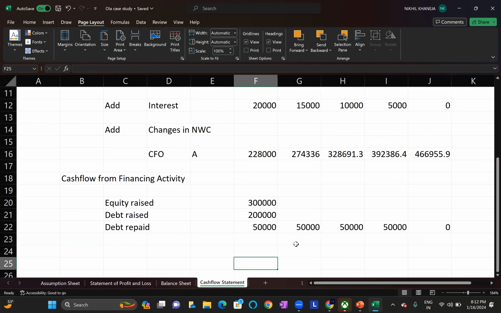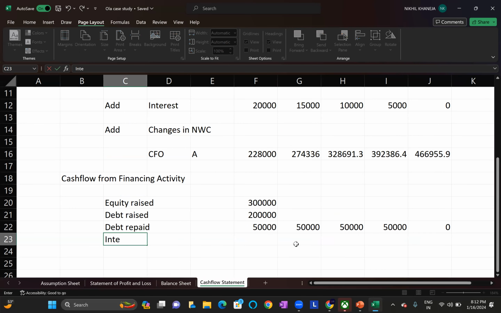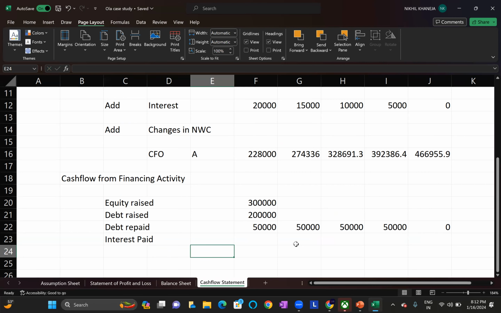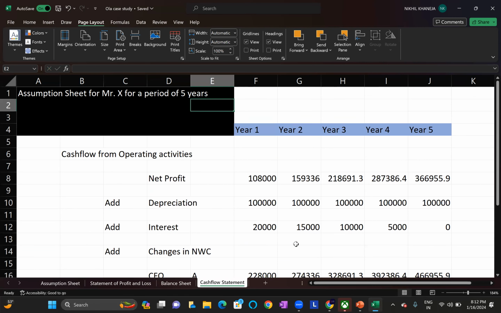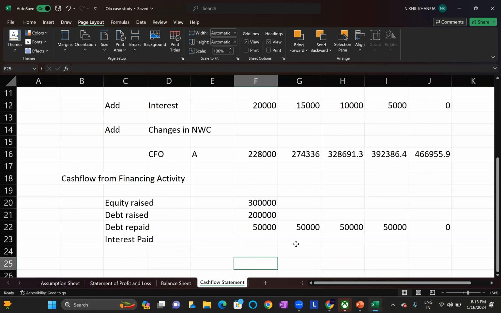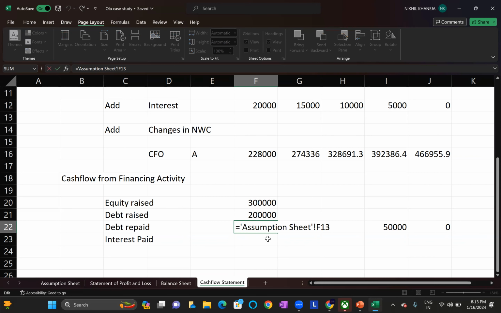Then interest paid, because interest paid is part of financing activity. That's why I added it back in the operating activity, because it was deducted at the time of calculating net profit, but it is a part of financing activity. That's why I added it back in the net profit. Now I'll be reducing it from the financing activity. And this debt repayment is an outflow of cash, so we will keep it under a minus sign.